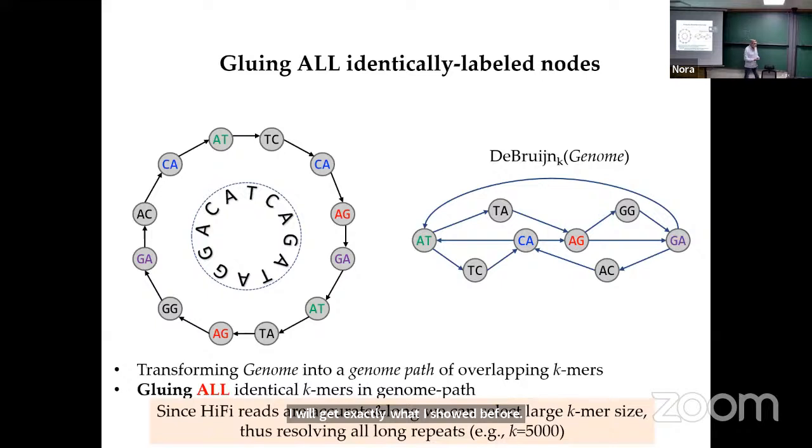Now, this new technology that generates long and accurate reads is called high fidelity reads, or HiFi reads. So we will be talking about HiFi reads. Since they're so long and so accurate, we can take the k-mer parameter to be large. For example, we can take it to be equal to 5,000, which means, since most repeats are shorter than 5,000, that we can bridge most repeats in the genome and hopefully construct the whole human genome by a push of a button. Let's see how realistic this is.